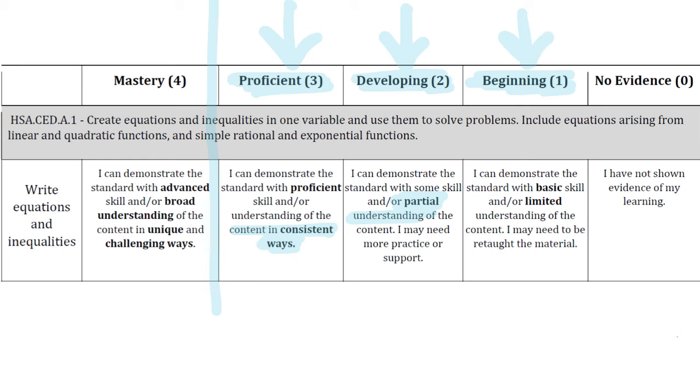And then beginning or a 1 would be basic or very limited. So out of the items that I talked about in 1, 2, and 3, like defining the variable, maybe you didn't have that. Or writing the equation and inequality, maybe you didn't have that. So very limited, like you were missing several key pieces and maybe only had one thing going on that was correct.